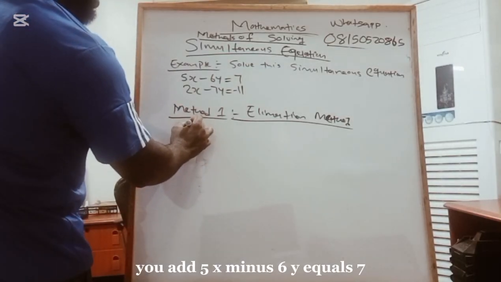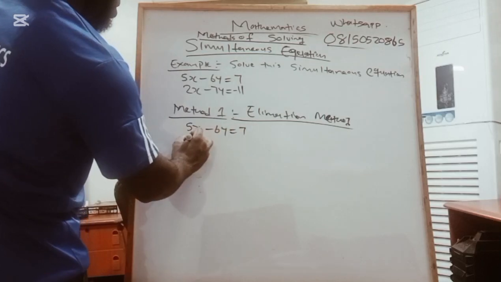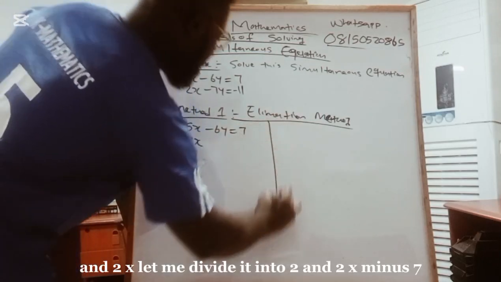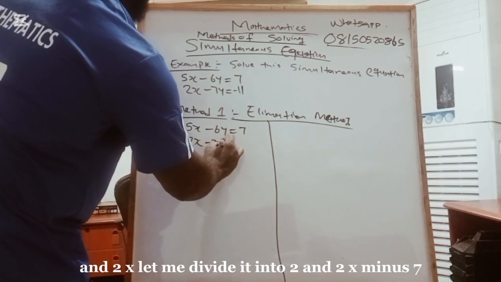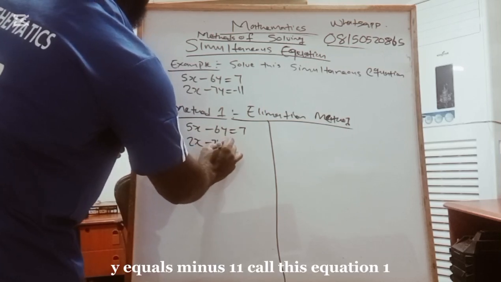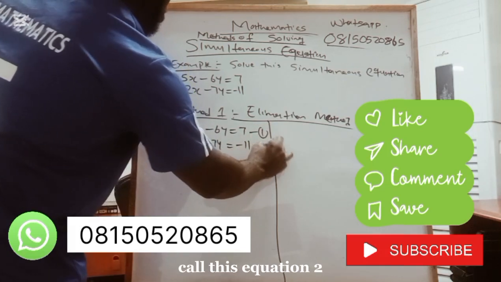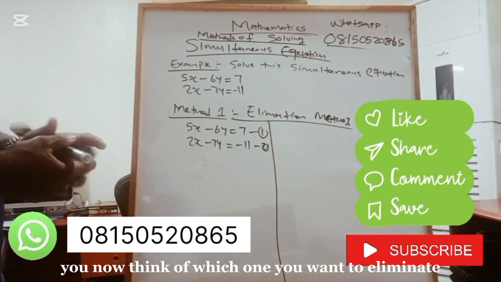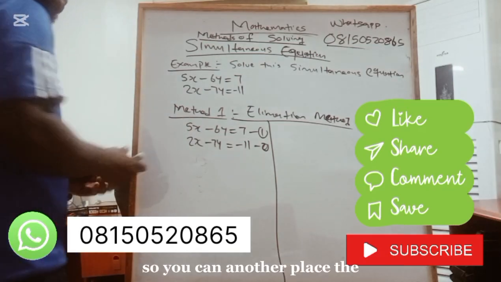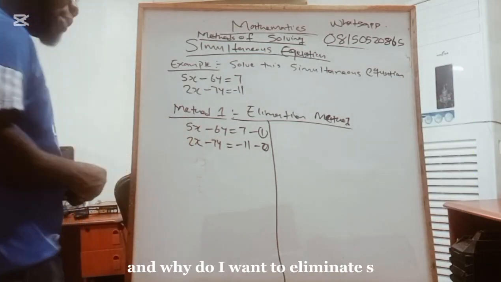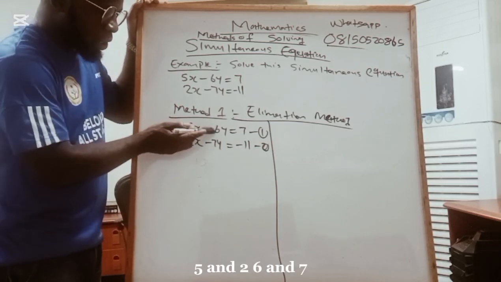You have 5x minus 6y equals 7 and 2x minus 7y equals minus 11. Call this equation 1, call this equation 2. You now think of which one you want to eliminate. For me, I want to eliminate x. And why do I want to eliminate x? Because the values are smaller, 5 and 2, 6 and 7.